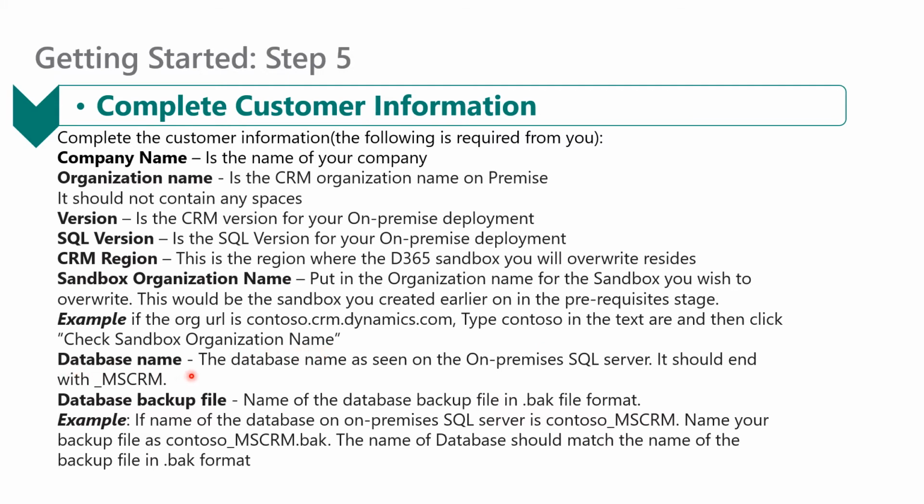The database name, which is the database name as seen on the on-premise SQL Server. It should end with _MSCRM. The database backup file name, which is the name of the database backup file in .bak format. As an example, if the name of the database on the on-premise SQL Server is contoso_MSCRM, name your backup file as contoso_MSCRM.bak. The name of the database should match the name of the backup file, and remember, these names are case sensitive.